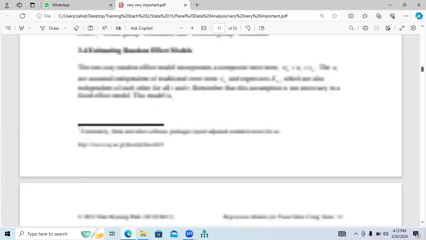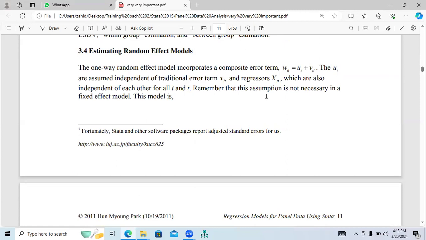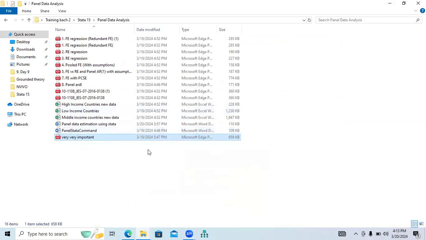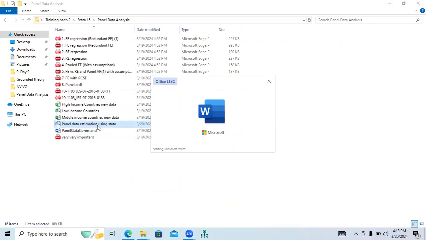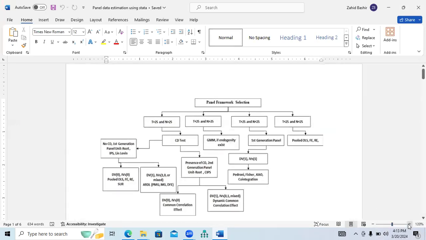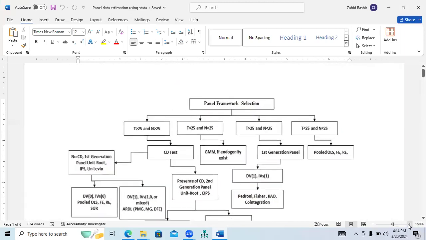Today, we are going to start the part of Stata, how we can make decisions about Stata, how we can consider Stata for our basic estimation. This is the document I have prepared for guiding you on how you can apply the step-by-step procedure for understanding the Stata framework.